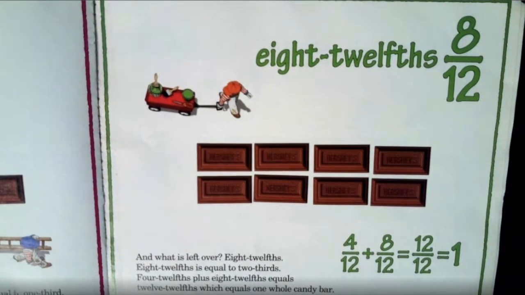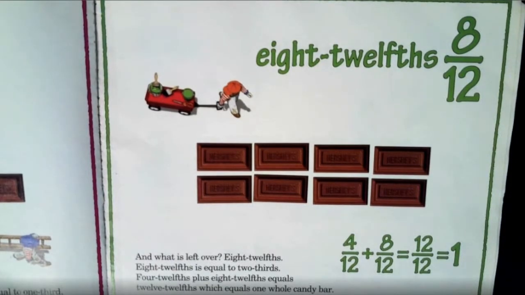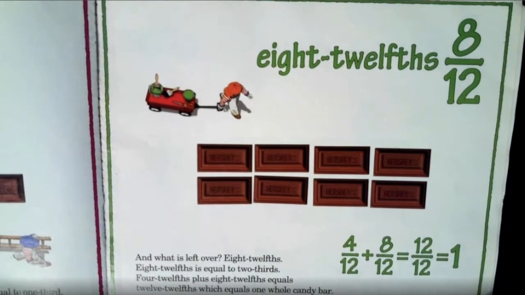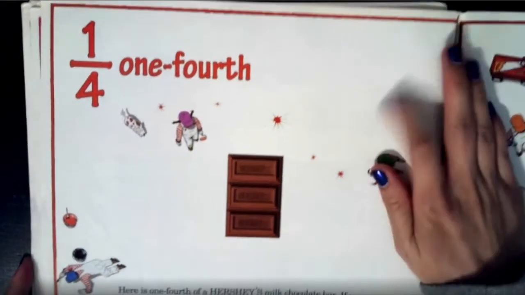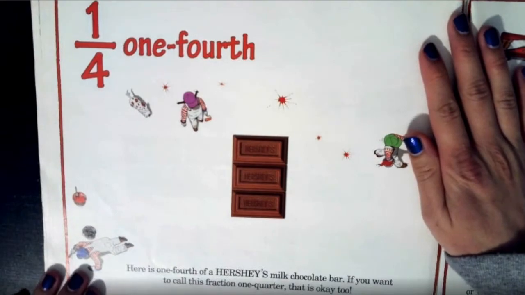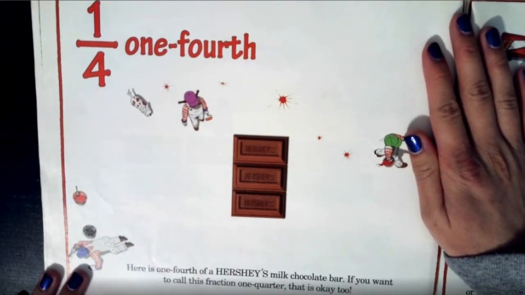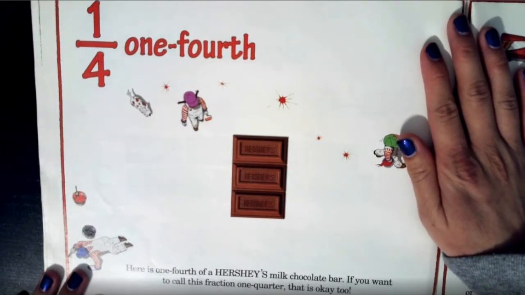8/12. And what is left over? 8/12. 8/12 is equal to 2/3. 4/12 plus 8/12 equals 12/12, which equals 1 whole candy bar. 1/4. Here is 1/4 of a Hershey's milk chocolate bar. If you want to call this fraction 1/4, that's okay too.